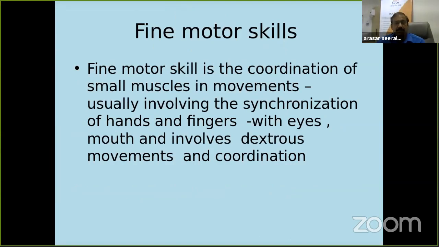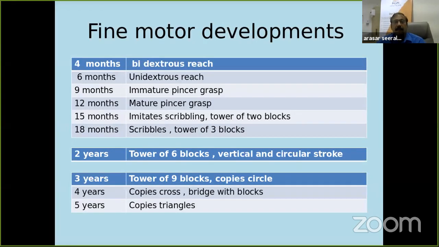Then we come to fine motor skills. This refers to the coordination of small muscles and movements, usually involving the synchronization of hand and fingers with eyes, mouth, and also involves dexterous movements and coordination. So the gross motor movements lay the foundations for the fine motor movements to develop. Without gross motor development, you cannot have a perfect fine motor development also. And these are some of the fine motor developmental milestones that you see as a child is growing. And one needs to be thorough with all these things.